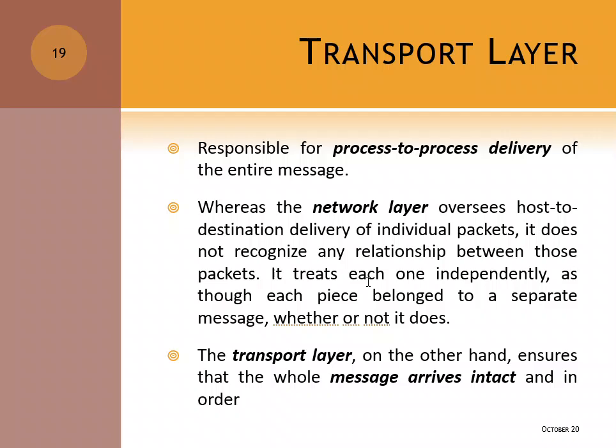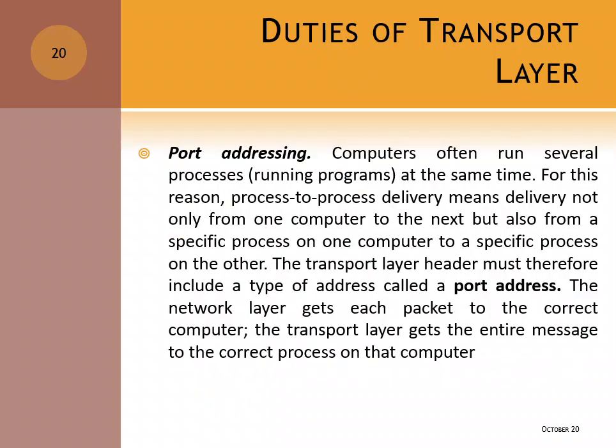Jadi, that is the responsibility of transport layer to ensure that the whole message arrives intact and in order. Jadi salah satu fungsi transport layer ni adalah untuk memastikan mesej yang sampai berterabur kepada receiver tu disusun, okay, dalam susunan yang sepatutnya. Okay. So, network layer treats each one independently as though each piece belongs to a separate message, whether or not it does. Okay. So, duties of transport layer is port addressing.